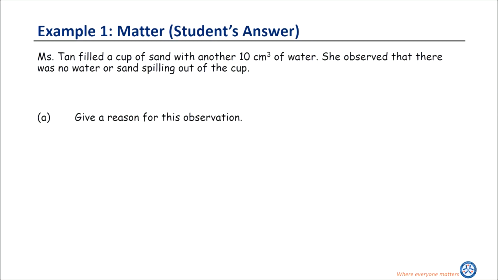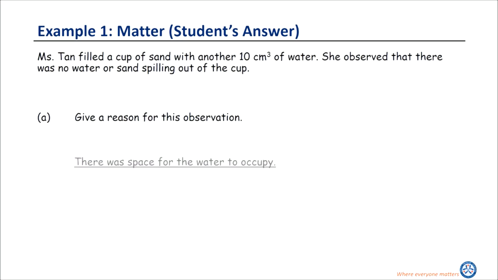Look at the next part of the question. Miss Tan filled a cup of sand with another 10 cm cube of water. She observed that there was no water or sand spilling out of the cup. Give a reason for this observation. So in this question, we're looking for the student to explain why no water or sand is spilling out of the cup. Let's look at the student's response.